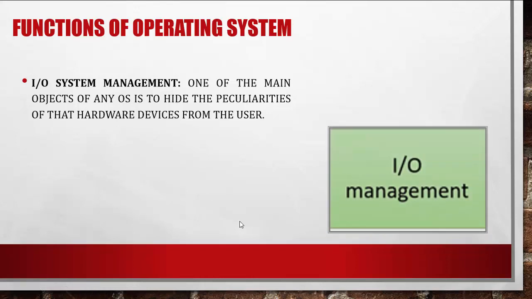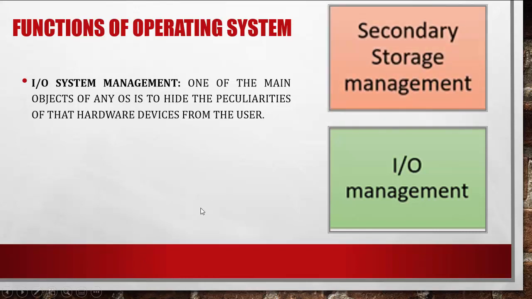One of the main objectives of any operating system is to hide the peculiarities of the hardware devices from the user. Okay, so input output system management, if you are just working with your computer or your laptop, you just need to focus on your display screen, your keyboard, mouse, and external drive, but you don't need to focus on the internal part which is available in our system, which is assembled and just working for us. So input output system management is also handled by the operating system.